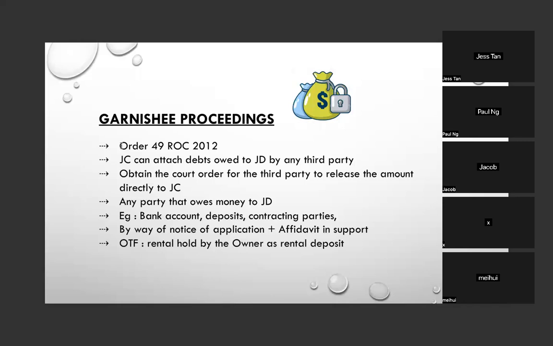That means they have a rental deposit being deposited with the owner of the property itself. So with Order 49 of the Rules of Court 2012, the plaintiff can attach the debts owed to the JD by any third party. That means we can actually obtain a court order for the third party, in this particular case the owner of the property itself, to release the amount directly to the plaintiff. Usually for garnishee proceedings, we are doing it mostly for bank accounts. In practice, bank accounts, deposits, or any contracting parties.